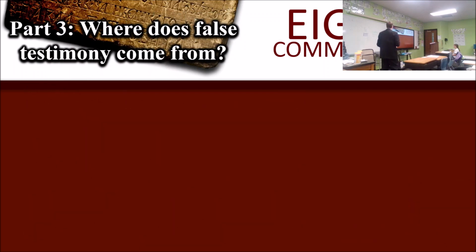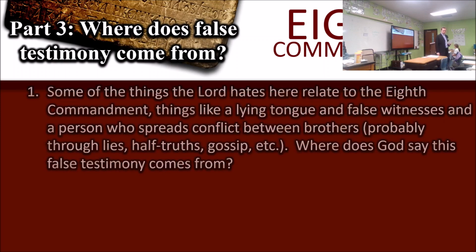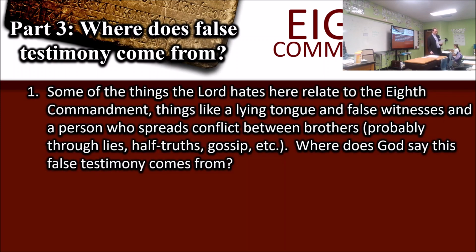Where does false testimony come from? LaDacia, would you please read Proverbs 6? Six things that God hates, seven things that really disgust him. Arrogant eyes, a lying tongue, hands that shed innocent blood, a heart that devises wicked plans, feet that run quickly to do evil, a false witness who breathes out lies, and a person who spreads conflict between brothers.